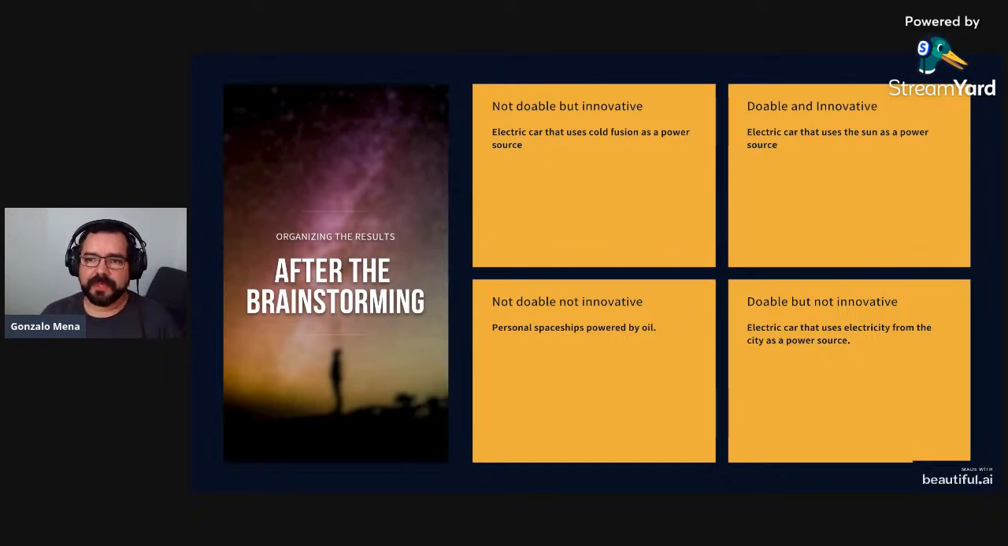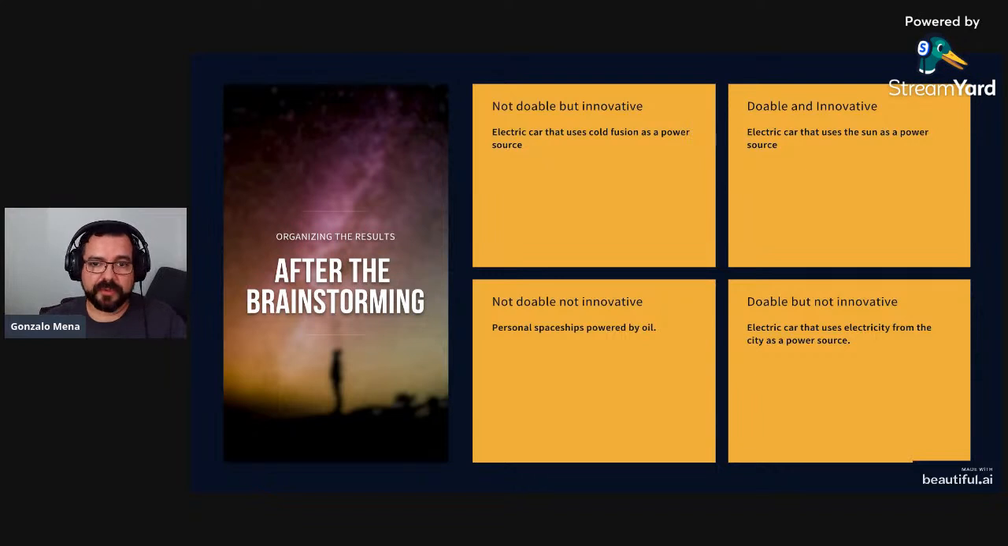Doable and innovative: an electric car that uses the sun as a power source. It's doable because we have solar technology right now, and we have electric cars, so the technology is here to construct a car that runs with the sun. It's doable and it's innovative.